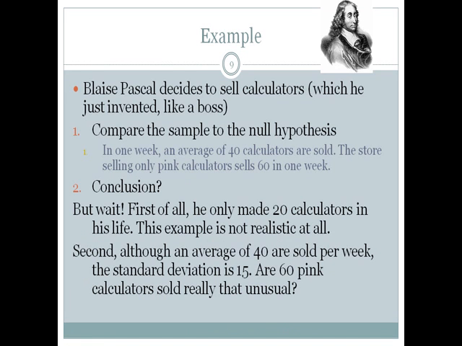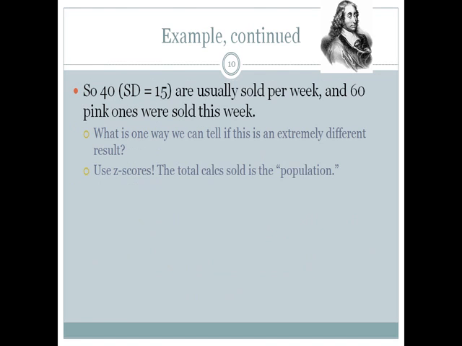So we have the tools now to decide whether the number 60 is unusual. Is 60 very different from 40, considering we have a standard deviation of 15? In this case, we can go back to using z-scores. The total calculators sold is an example of what we consider the population, and the sample was the pink calculators sold 1 week at one store. So using z-scores, what is the z-score for the store that sold 60 if the population mean was 40?